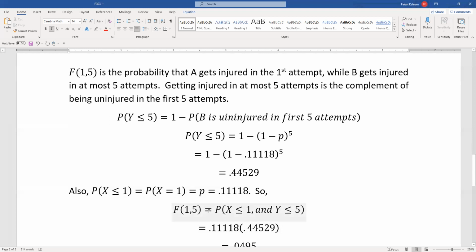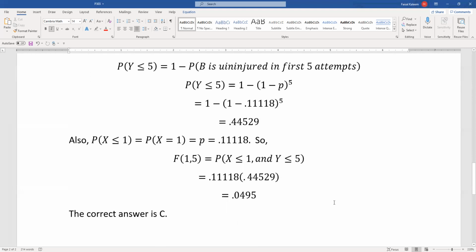So probability x less than equal to 1 and y less than equal to 5. Less than equal to 1 is 0.1118. Less than equal to 5 we just calculated here, 0.44529. So that is 0.0495. That's choice C.